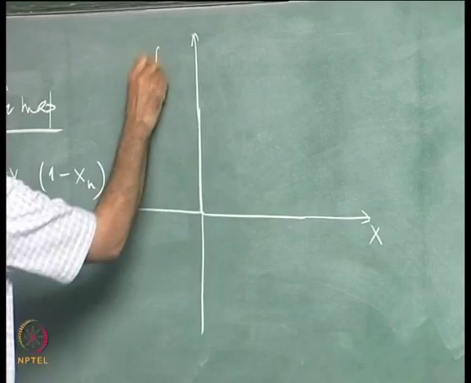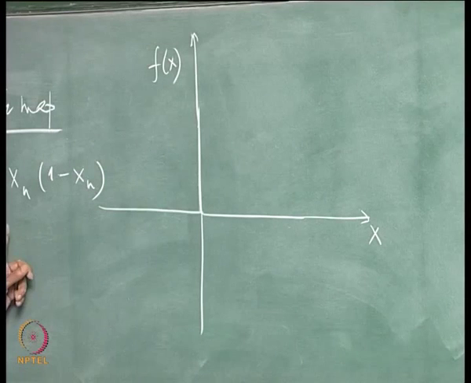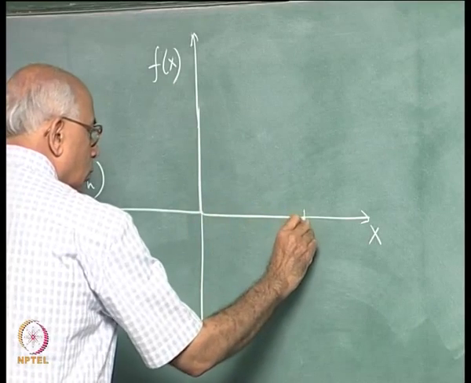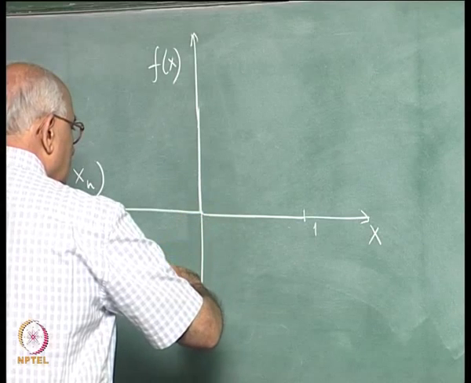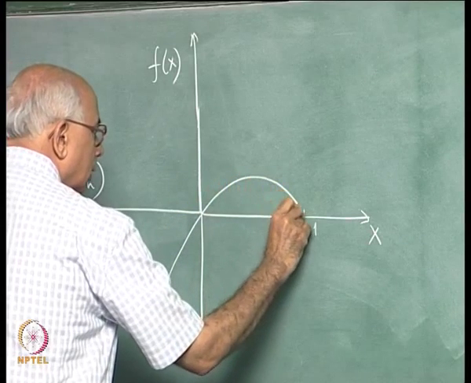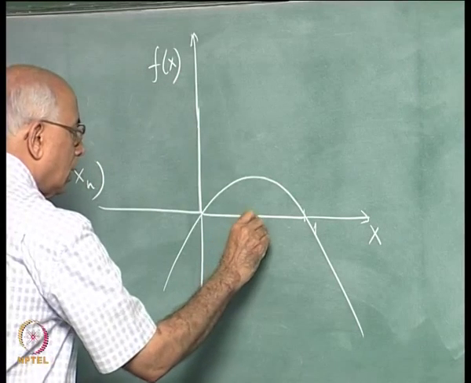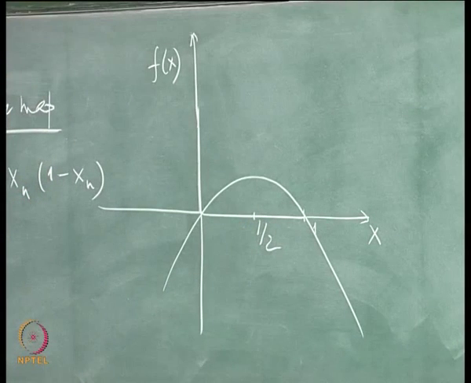So let us put x here and f of x, which is mu times x times (1 minus x). Mu is positive, and the map vanishes at both 0 as well as 1. So here is 1 and this map looks like this, it is a parabola, it goes up and comes down in this fashion. And the largest value is at a half, that is obvious because x times (1 minus x) has the maximum value at a half.